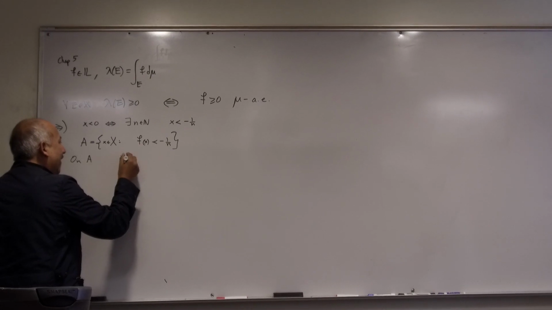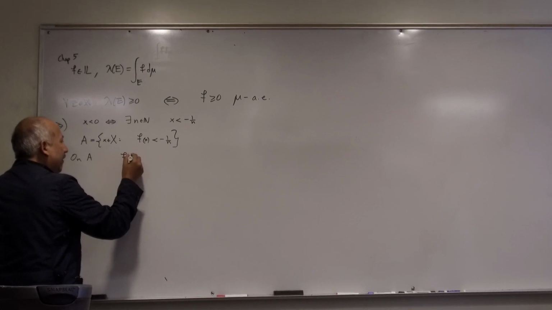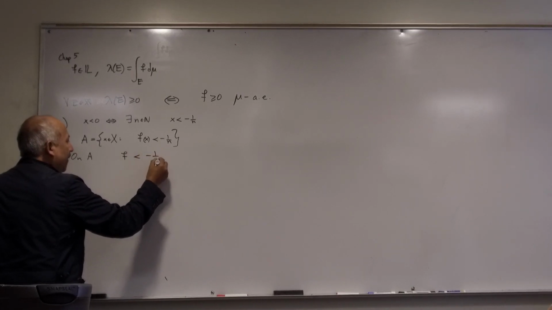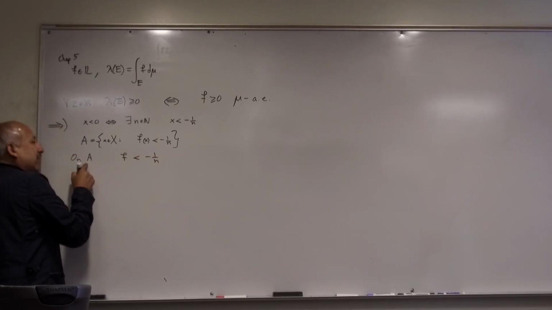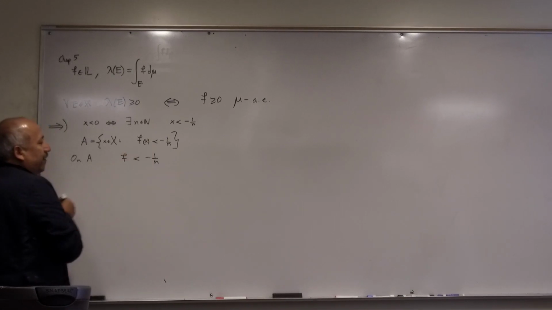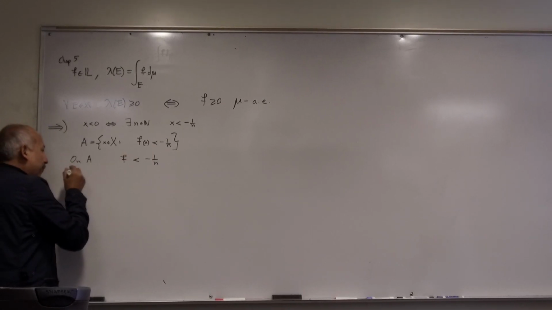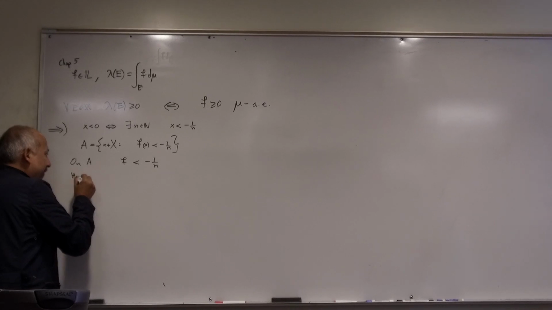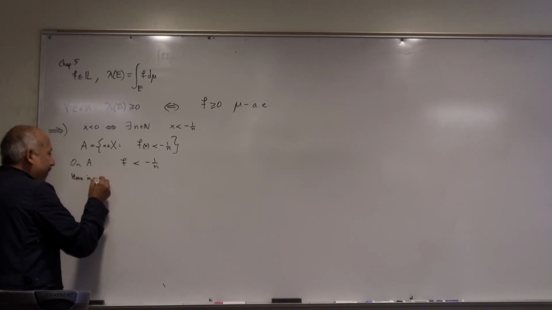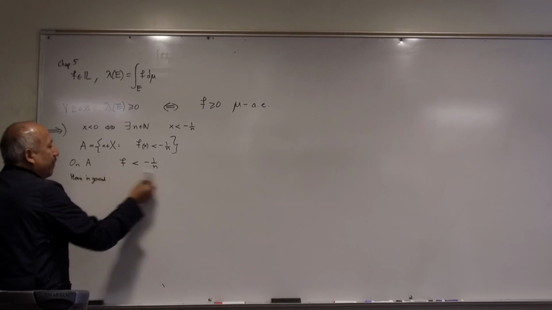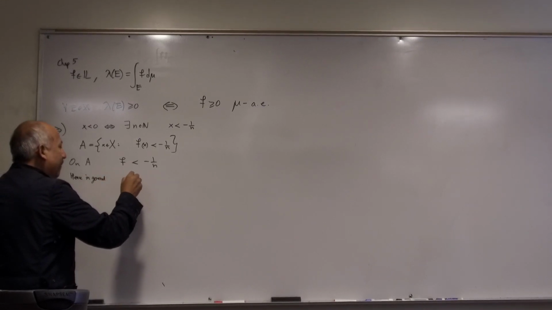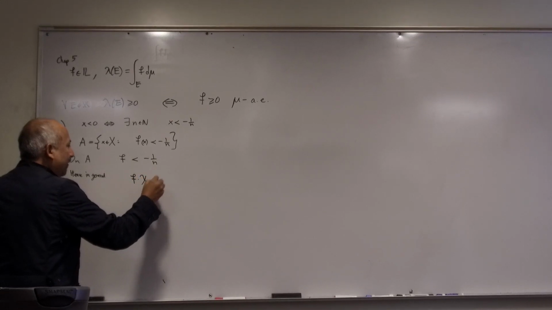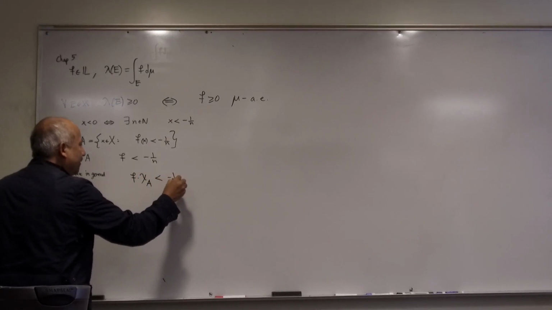On A, f is less than -1 over n, right? On that set, in other words, for x in A, f of x is less than -1 over n, yes or no? Yes. Therefore, in general, the technique is: multiply by the characteristic function of A, and that's true regardless.